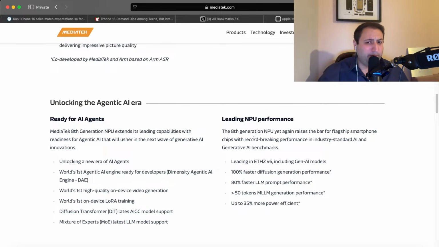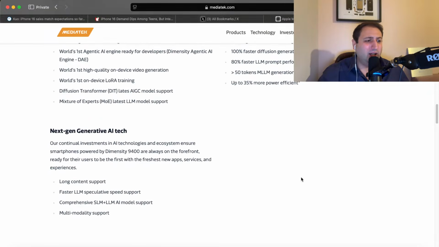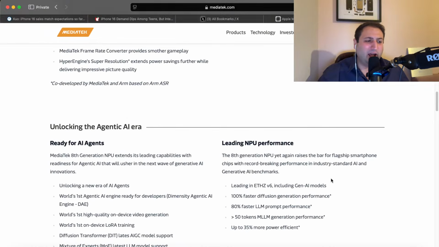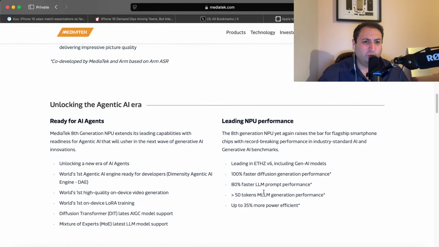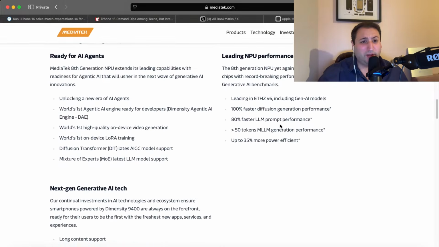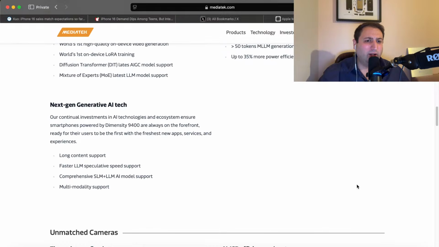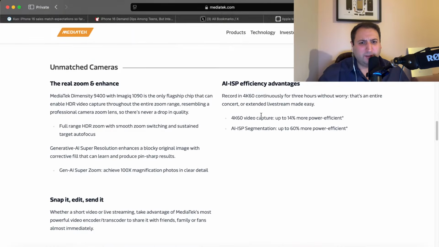They do call it leading NPU performance. That's not proven out really by anything. The tests that I've seen thus far by Geekbench AI really don't line up with that, but maybe they mean once you combine it with the GPU, with all the high bandwidth. So there's a lot of marketing points here.